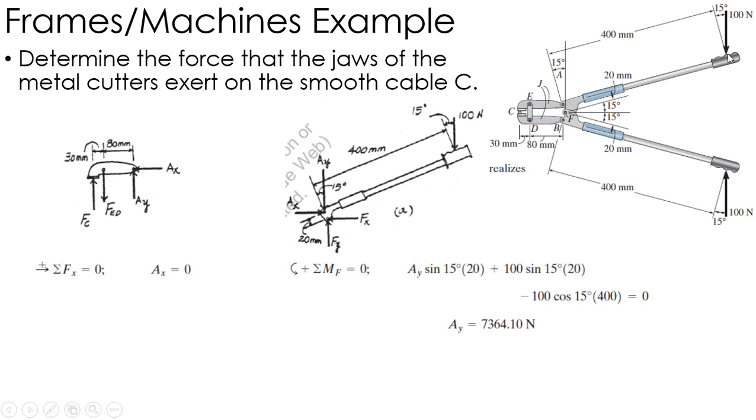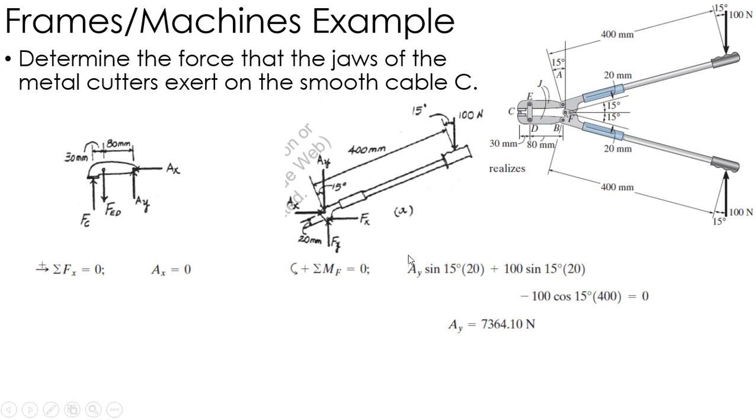Then the 100 newtons: I have to figure out a couple of things. I have this 20 millimeter distance here, so 20 sine 15 times 100. Basically I need to find up and over. That's what I'm finding, so I need that distance and then that distance. That's where the sine 15 times 20 and cosine 15 times 100 come from, because I've got those distances there. So that's the moment about point F.